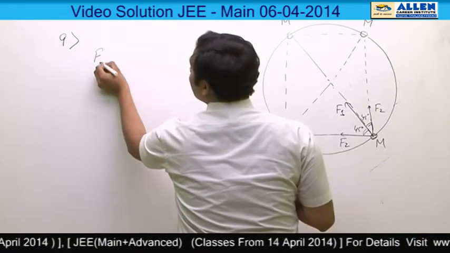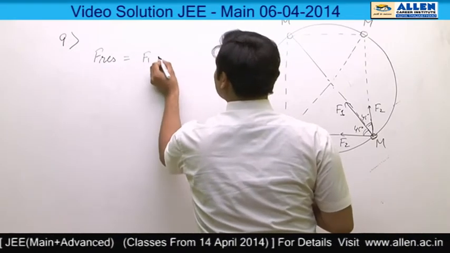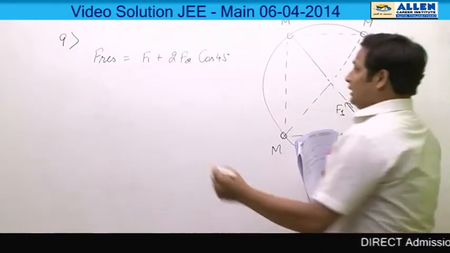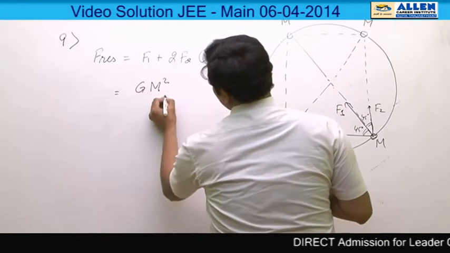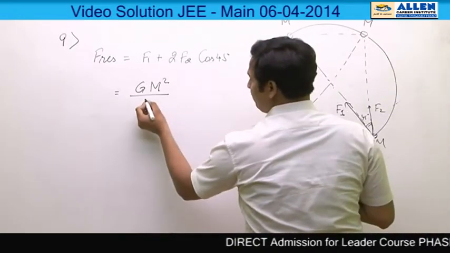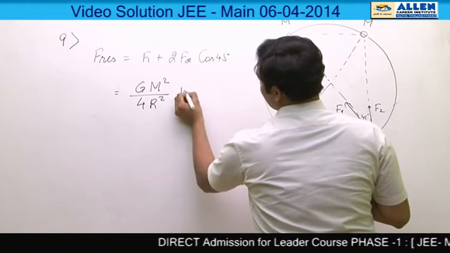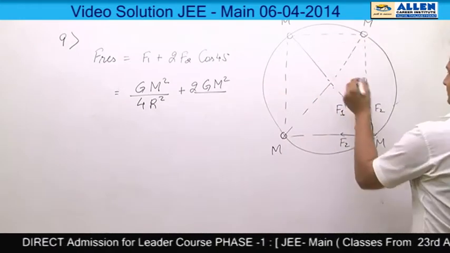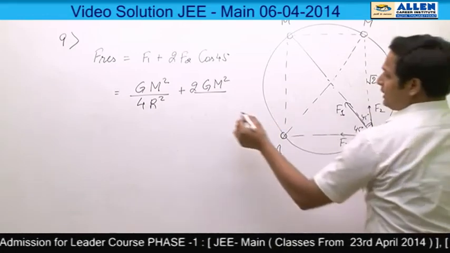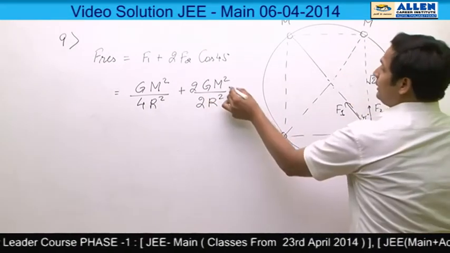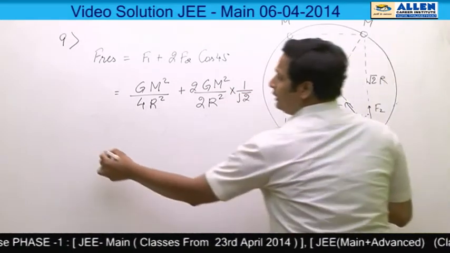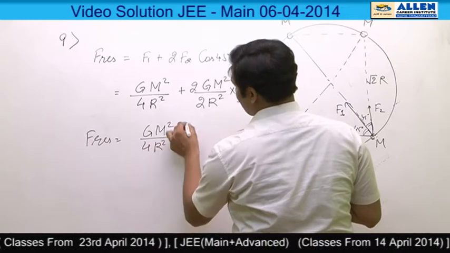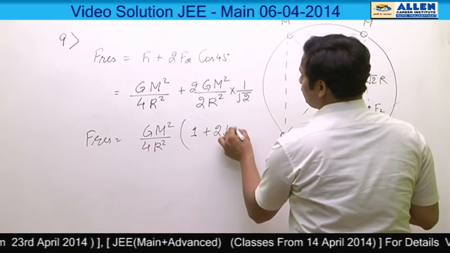So F resultant will be F1 plus 2 F2 times cos 45 degrees. F1 will be G M squared divided by the distance 2R squared, which is 4R squared, plus 2 times G M squared divided by the distance root 2R squared, which is 2R squared, into cos 45, that is 1 upon root 2. Solving it, F resultant will be G M squared divided by 4R squared times (1 plus 2 root 2).